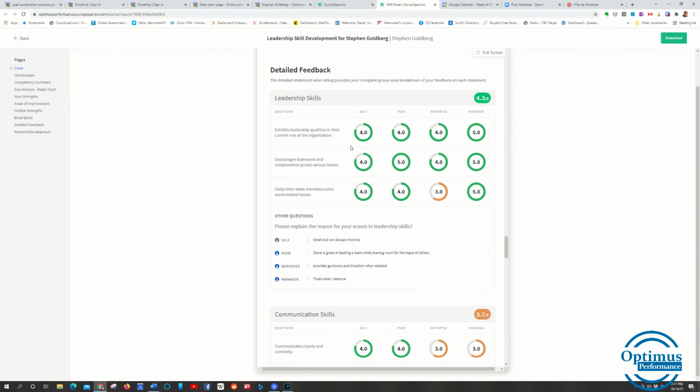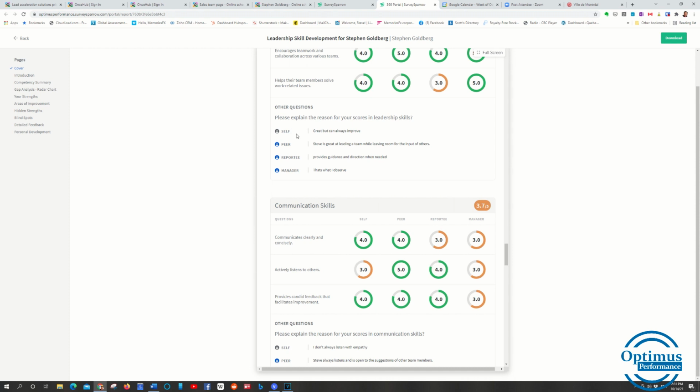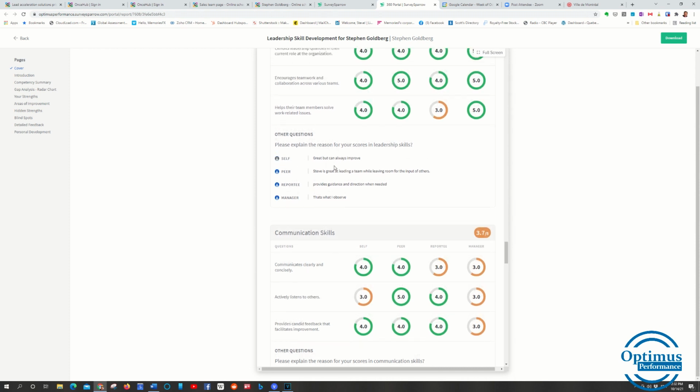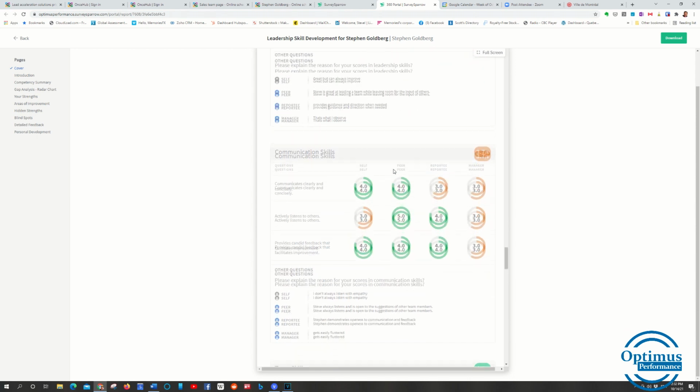Then it goes into the detailed feedback where you see the comments that people made for each section. So like for leadership skills, I wrote for myself, great, but can always improve. My peer, Steve, wrote, great at leading a team while leaving room for the input of others. My manager scored me a 5. She wrote, "That's what I observe." The reportee wrote, provides guidance and direction when needed.